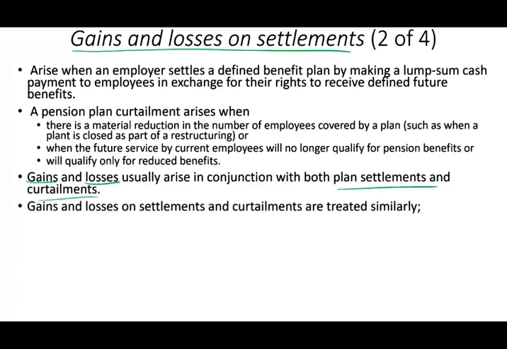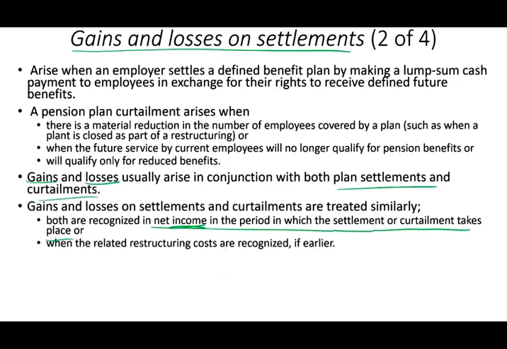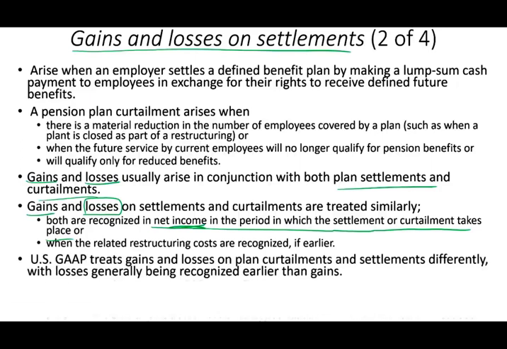So the question is, where do we take those plan settlements and plan curtailments? They are recognized in net income in the period in which the settlement or curtailment takes place, or when the related restructuring costs are recognized, if earlier. Simply put, they go on the income statement. Usually they are an expense for the company. Think about it, they're not going to be taking away stuff from their employees. They could be gains for the company, they could be losses. Usually they are losses, they could be gains sometimes, depending on the contract. But this is what they are. So gains and losses on settlement and plan curtailment go on the income statement. US GAAP treats gains and losses on plan curtailment and settlement differently, with losses generally being recognized earlier than gains.